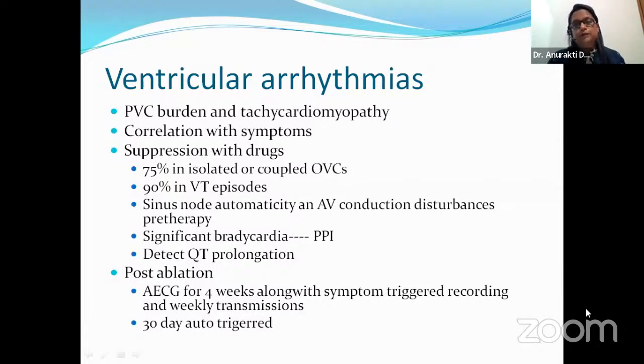If you have ablated the VT or the patient has come after VT ablation, you should have at least a 30-day monitoring period after VT ablation with an automatic symptom trigger. When the patient experiences a symptom, he can trigger it. These are for patients who are without an ICD, only VT ablation. If the patient after VT ablation also has an ICD, then definitely you will have the data through the ICD.